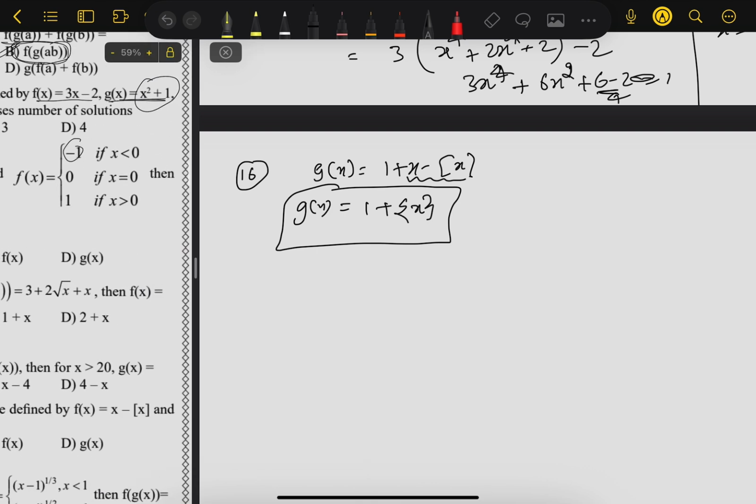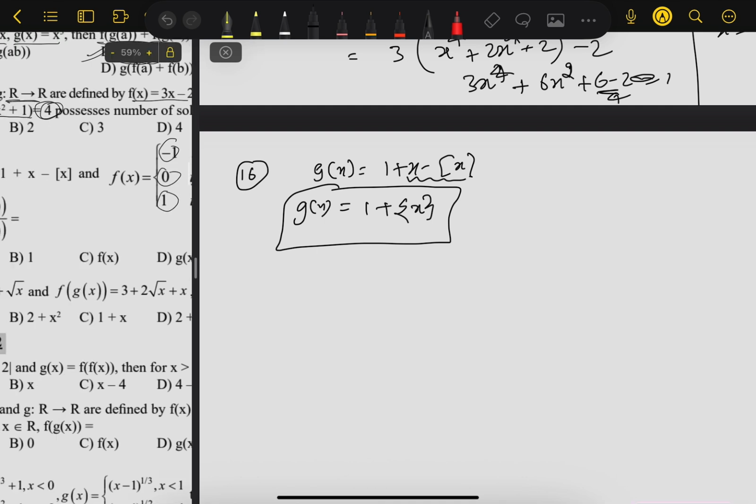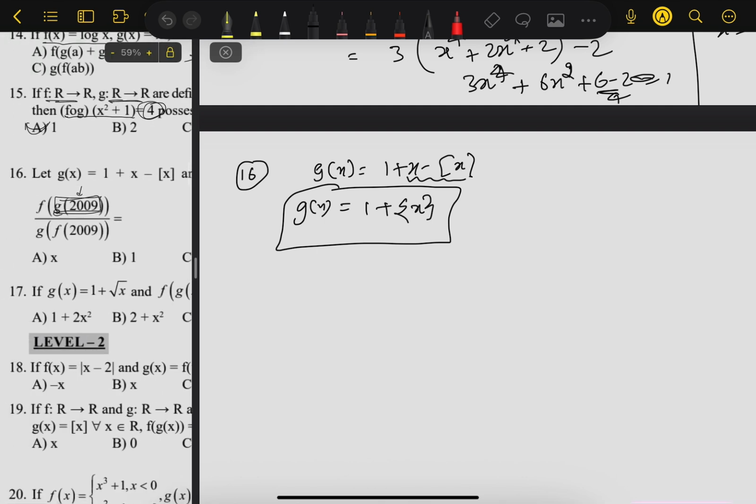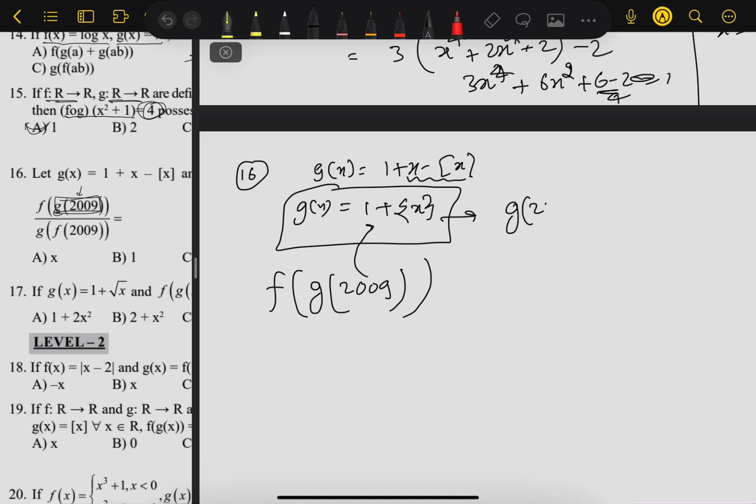It is equals to minus 1 for negative value. For positive value it is 1. For 0 it is 0. So only we need to find g of 2009. So for f of g of 2009, we need to just find out the value of g of 2009. So put the value of 2009 here. So g of 2009 equals to 1 plus fractional part of 2009. Fractional part of 2009 is 0. So 1 plus 0 is equals to 1.